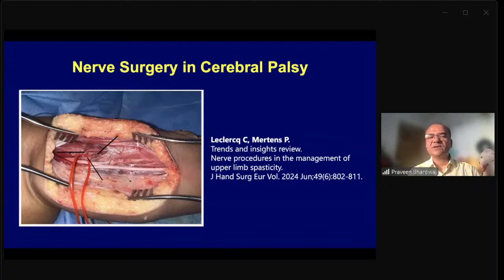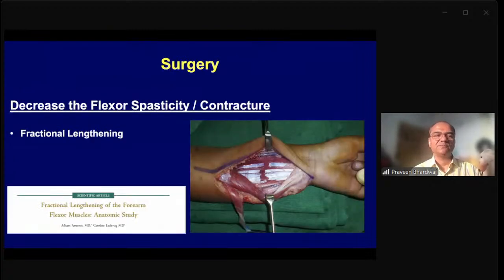Nerve surgery in cerebral palsy is becoming quite popular now. We have tried all these operations and found that the result for the elbow is great. The elbow result is quite nice, but we are still not getting good results for the fingers, and tendon transfer still remains the main operation that we do.